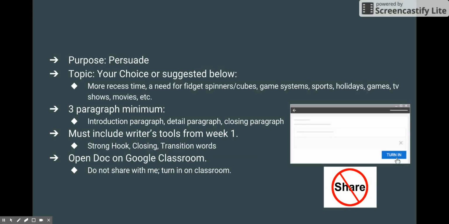Are you trying to persuade someone to like your favorite sports team? Are you trying to persuade your principal that fidget spinners and fidget cubes are really great and students need them? Are you fighting for more recess time, like I was against? Are you saying that an Xbox 360 is better than PS4 as far as game systems? Are you telling me that one sport is superior to another and giving reasons? Like football is way better than baseball, or vice versa. Baseball is way better than football.